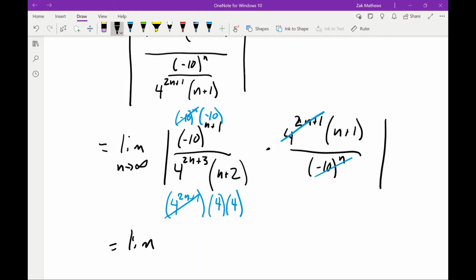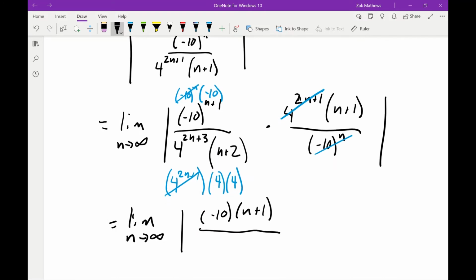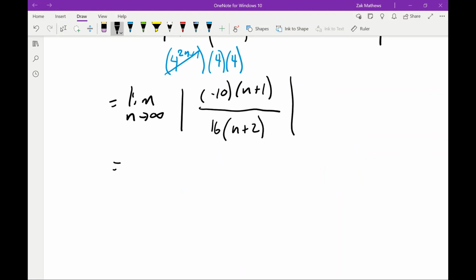We have the limit as n goes to infinity of the absolute value of, we have a negative 10 left on top. We have an n plus 1 left on top. We have a 16 and then an n plus 2 left on the bottom. If we were to take our limit, the negative 10 just becomes a positive 10 over 16 because the degrees of both top and bottom are the same. So we get 10 over 16, which is less than 1.